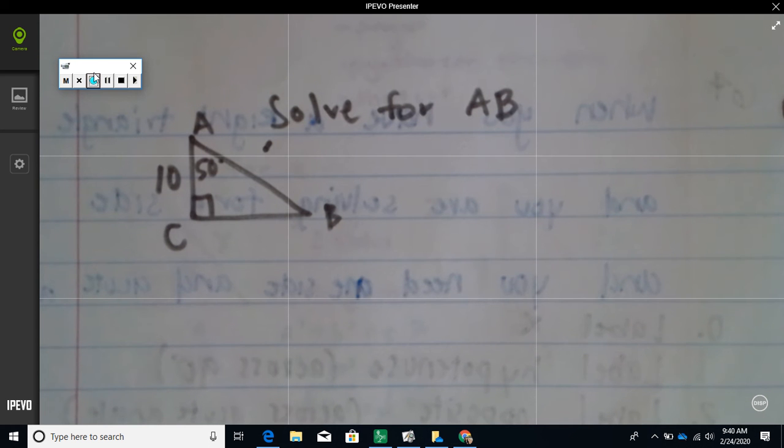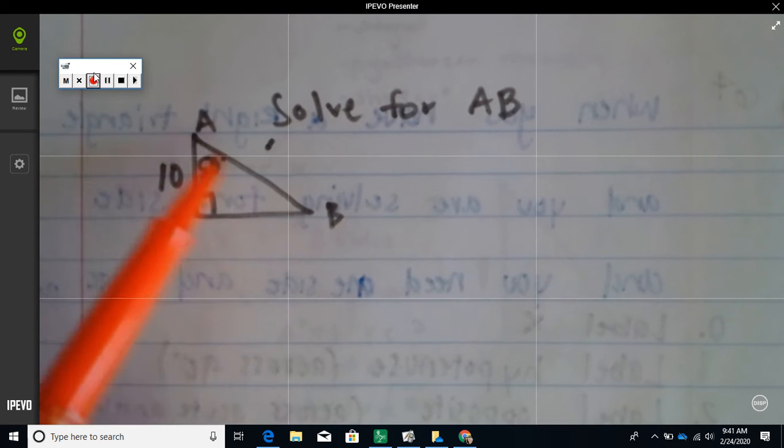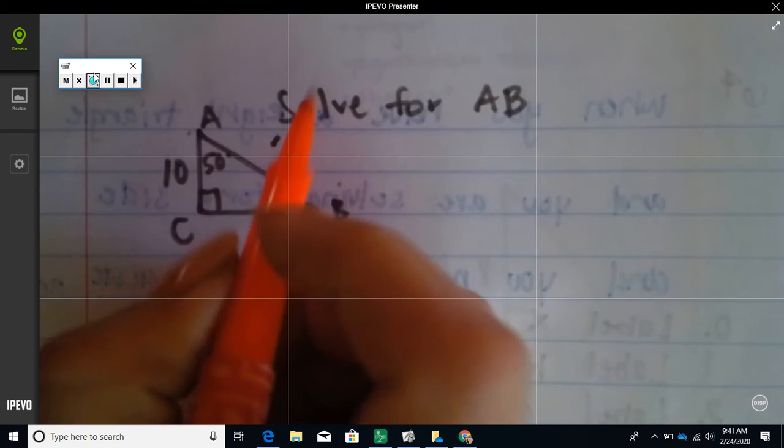So we're going to solve for AB. So here's A, that's asking for A to B. Do you see how I'm talking about this side? Because it says A and B. So you're going to put an X here.